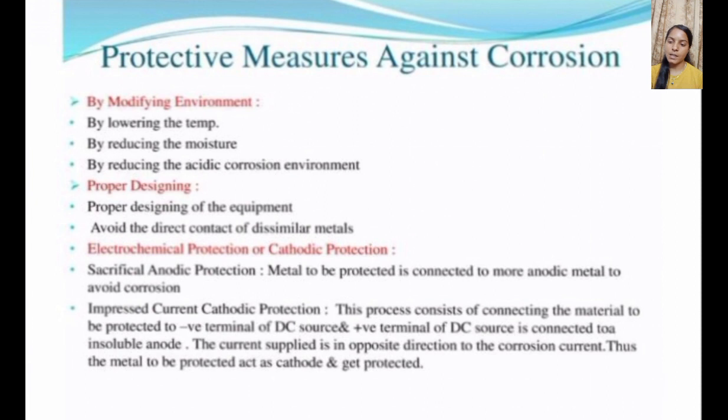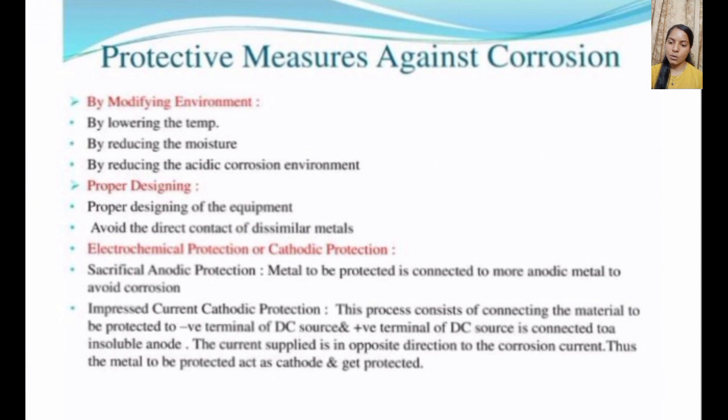Next, proper designing. Proper designing of the equipment. Avoid the direct contact of dissimilar metals. Electrochemical protection or cathodic protection. Sacrificial anode protection. Metal to be protected is connected to a more anodic metal to avoid corrosion.